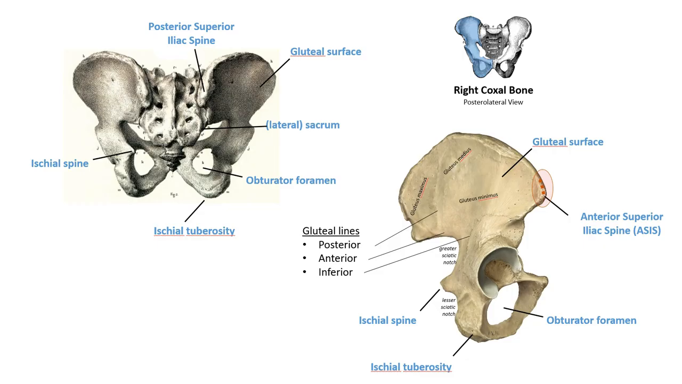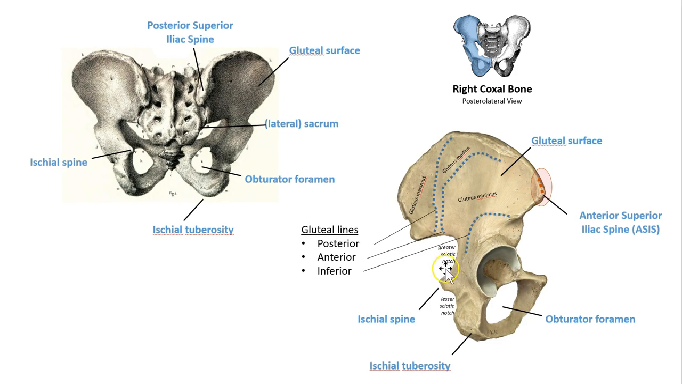In regards to the osteology, the gluteal surface makes up the posterior portion of the ilium. If you look closely on this pelvis or on this ilium, you can see the posterior, anterior, and inferior gluteal lines, which are demarcations for the attachments of the gluteus maximus, gluteus medius, and gluteus minimus muscles. As I toggle between slides, you can see these gluteal lines.